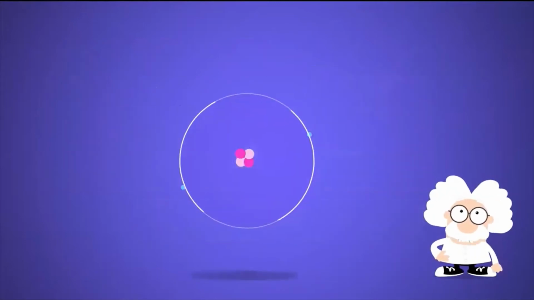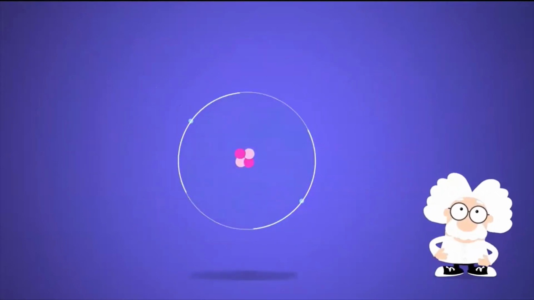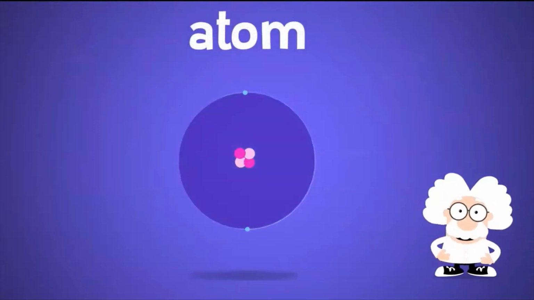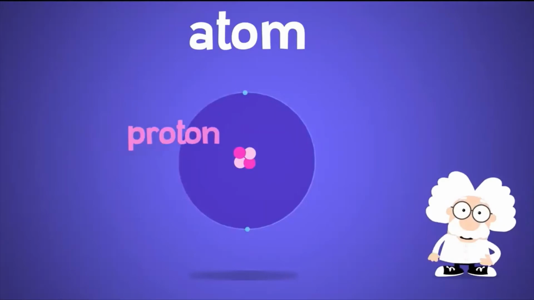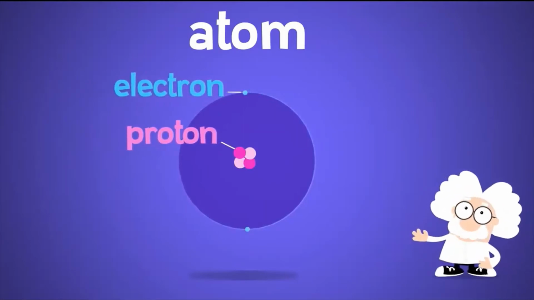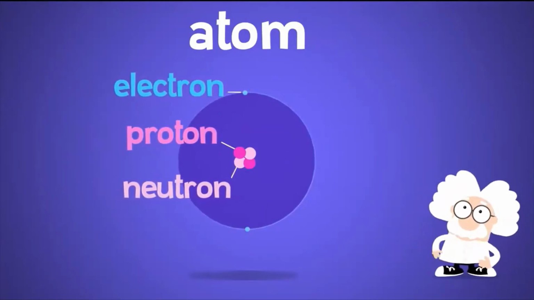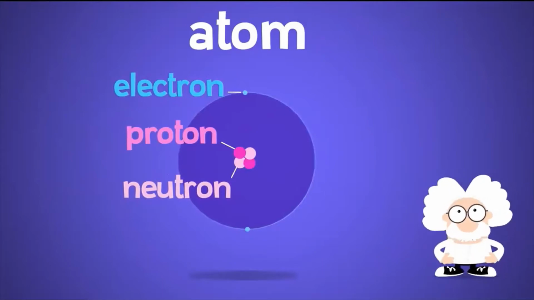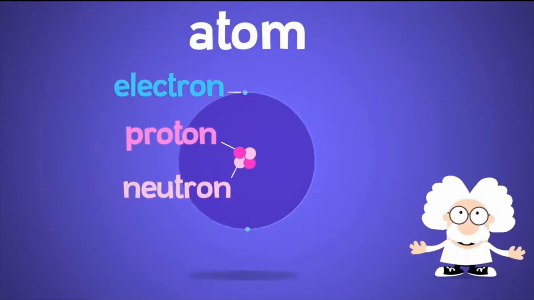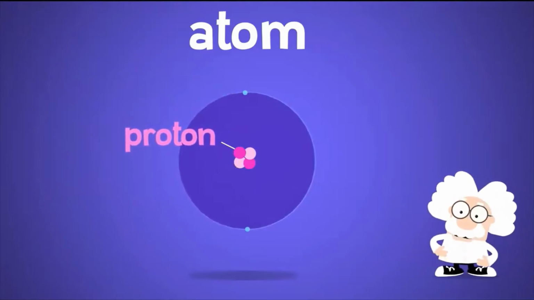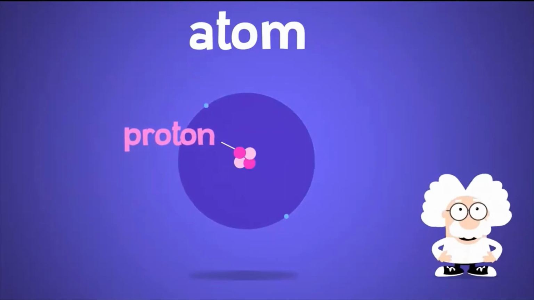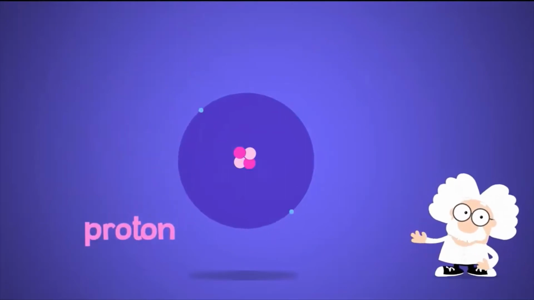But why are they so different? Well, it comes down to what's inside their atoms. As you can see here, atoms are made of just 3 types of tiny particles called protons, electrons, and neutrons. And each of these tiny particles does something special. For example, it's the number of protons inside an atom that makes each element different.